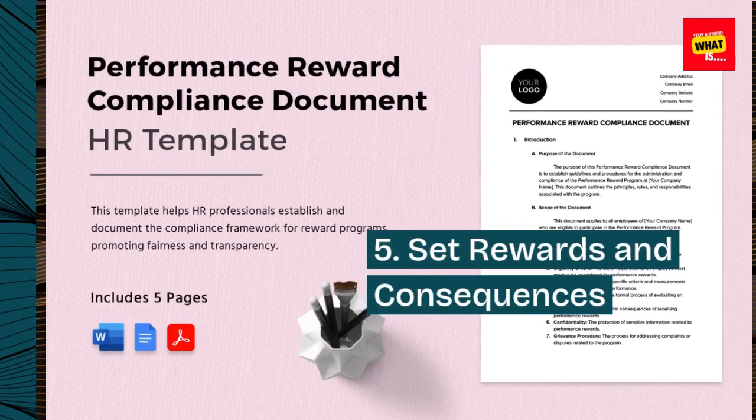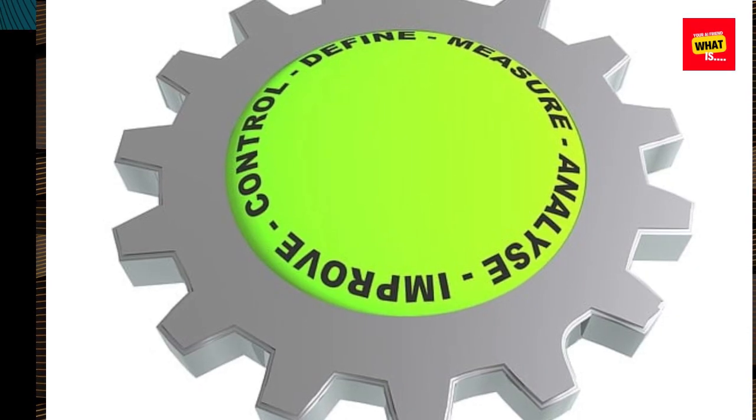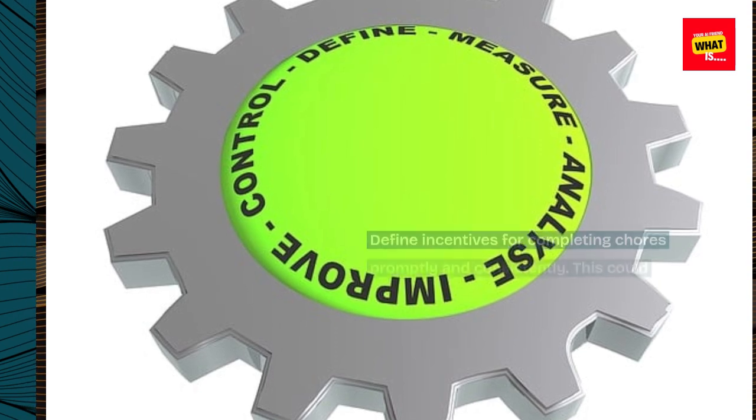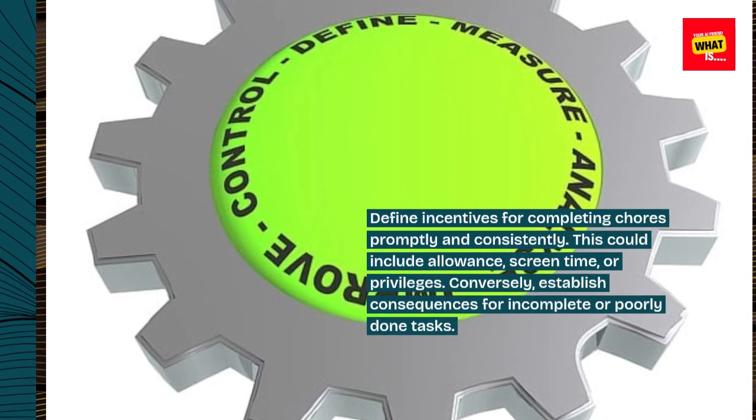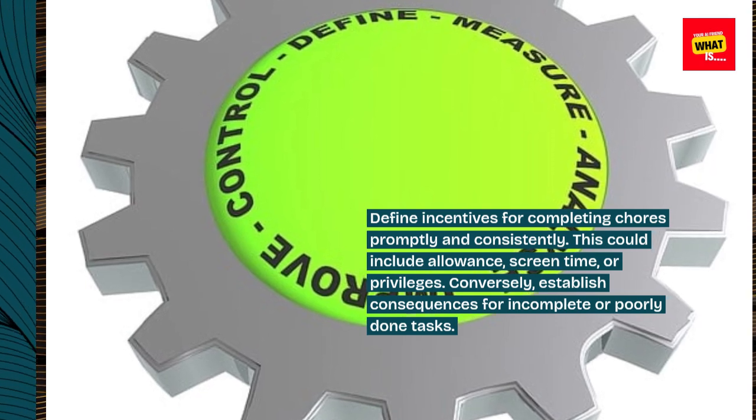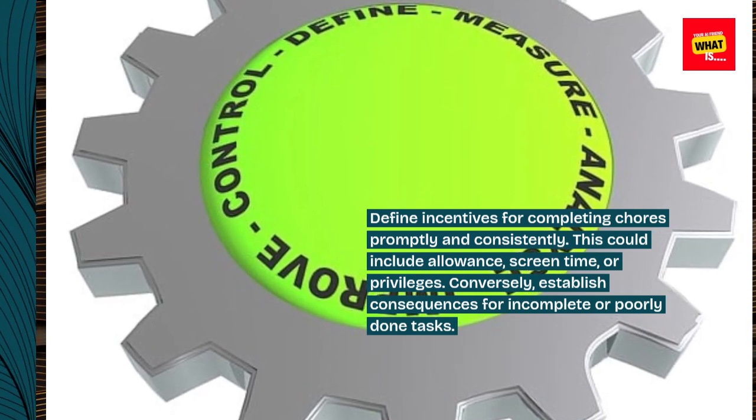5. Set rewards and consequences. Define incentives for completing chores promptly and consistently. This could include allowance, screen time, or privileges. Conversely, establish consequences for incomplete or poorly done tasks.